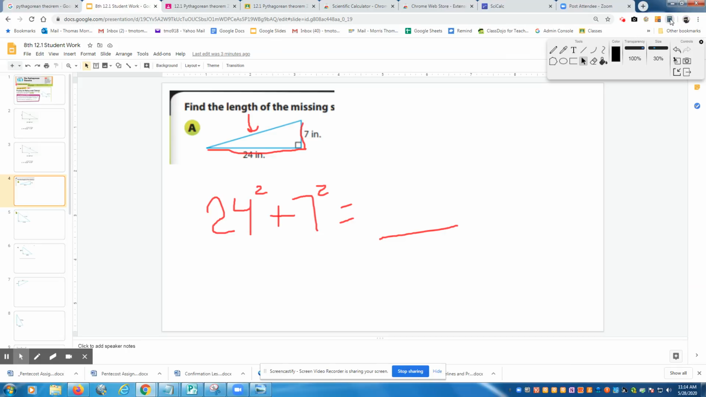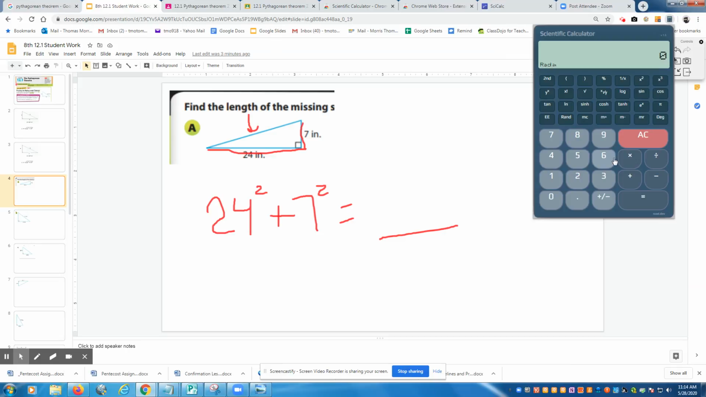Now let's look at this again. I'm going to open up that calculator. All right, so once that's up, I'm going to do 24 squared. All right, so that's 576 plus 7 squared is 49. Now I'm going to hit equal. All right, so this is going to be 625. I can't do both at the same time, so I just want to show you. So now I'm going to take the square root of that, and you'll see the answer is 25.